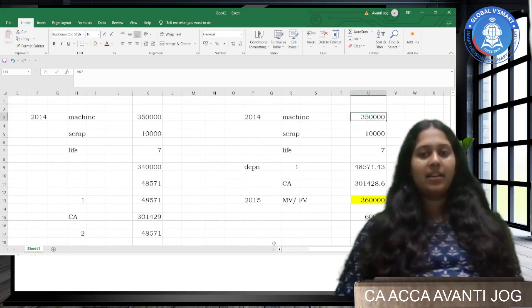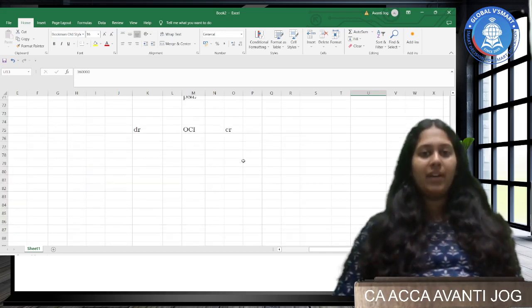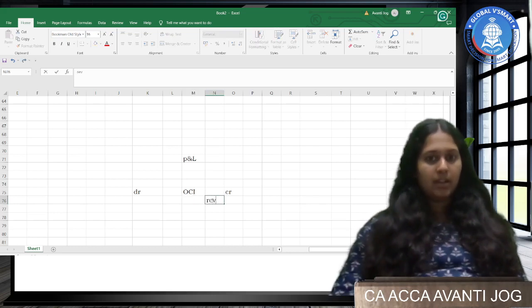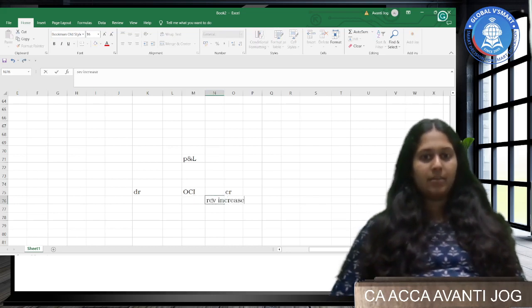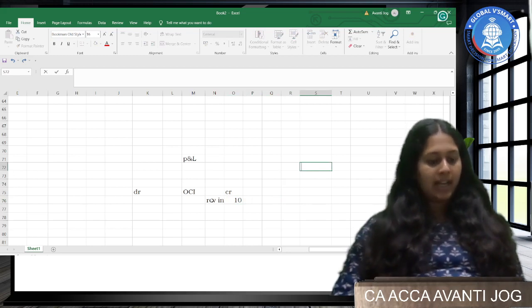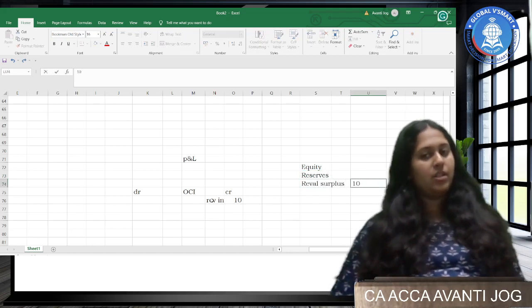Okay. So if you have an upward valuation, like our example, 3,50,000 I purchased the asset. After 1 year, it became 3,60,000. If you have an upward revaluation, you take it to the credit of OCI. You say revaluation increase. And you write whatever is the increase, let's say 10,000. Where does it go? It goes in the head equity. In equity, there are different reserves. In the reserves, we have a reserve we call a revaluation surplus. So we take it in this reserve, revaluation surplus.